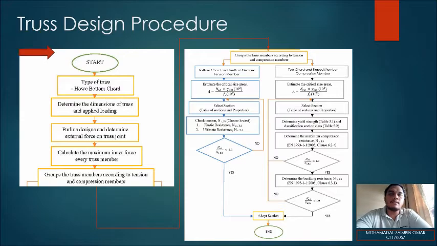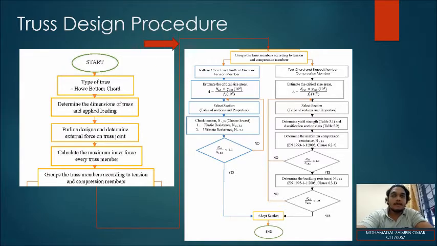As for the truss design procedure, first we start with the type of truss, where we choose our bottom chord truss. Then we determine the dimension of the truss and apply load. Then we design the purlin and determine the external force. After that, we calculate the maximum inner force for every truss member. After that, we group the truss members according to tension and compression members.